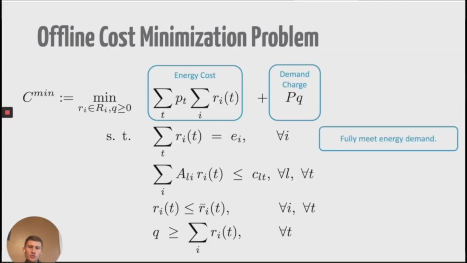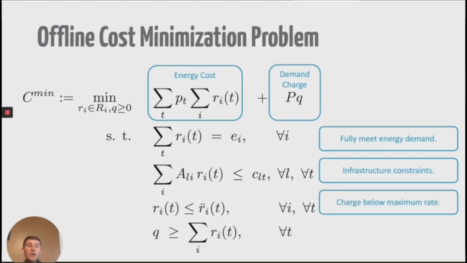We have 4 constraints. The first is that we will meet all of the energy demands for each vehicle by their deadline. The second is that we will respect any infrastructure constraints. And the reason we might have these infrastructure constraints is if we oversubscribe pieces of infrastructure, like say a transformer, so that we can lower our capital costs, then we need to account for the congestion of that bottleneck resource. We also need to charge below the maximum charging rate of the car.